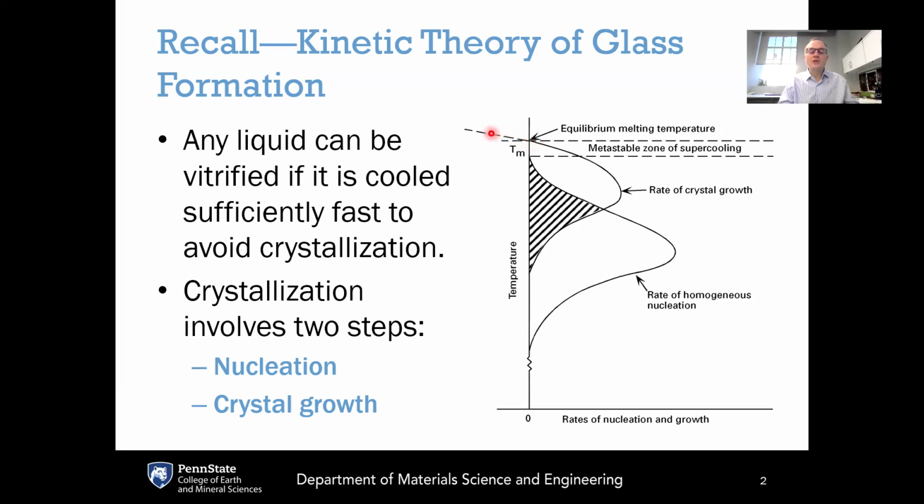If we are at temperatures above the melting temperature, the crystal growth rate becomes negative, and that's because it is thermodynamically favorable for the crystal to melt, so to convert from the solid crystalline state into the liquid state at temperatures above the melting temperature. And that's what gives this negative crystal growth rate at temperatures above Tm.